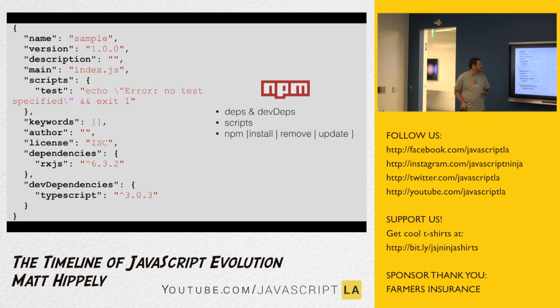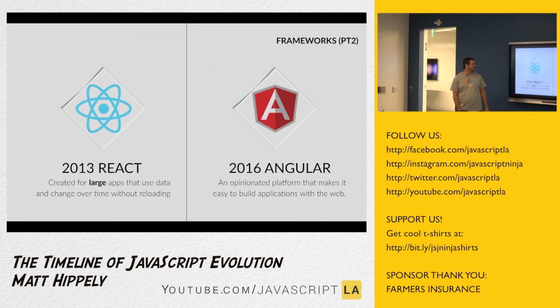So I think, besides jQuery, the NPM evolution and adoption was a big milestone in the JavaScript evolution. And finally, we come to frameworks part 2. And there are a couple out there. I'm not going to talk too much about Vue or Elm.